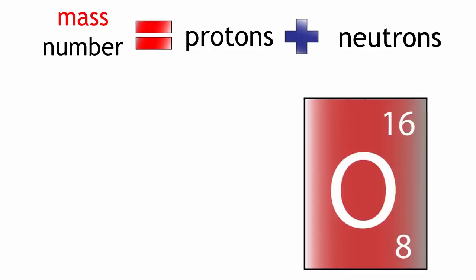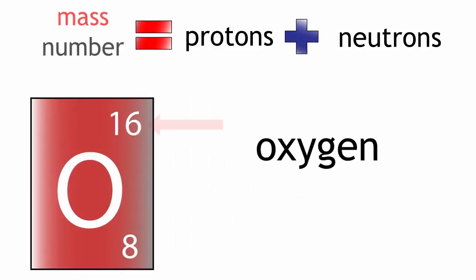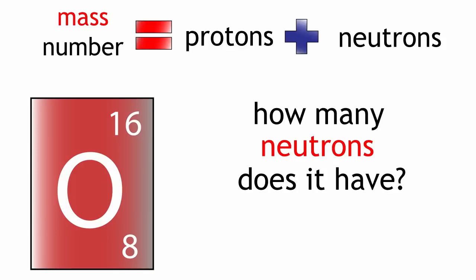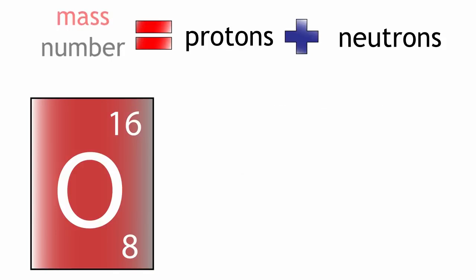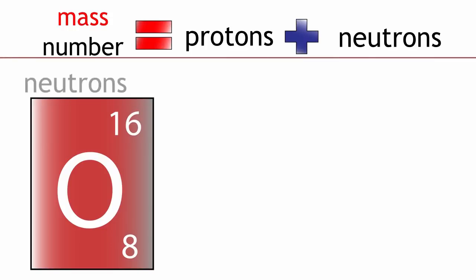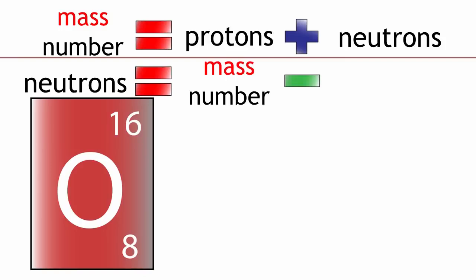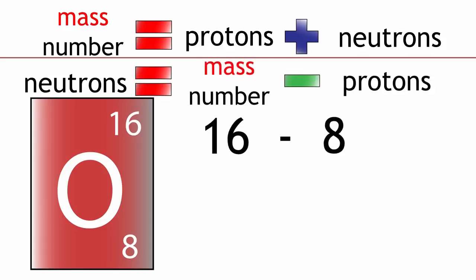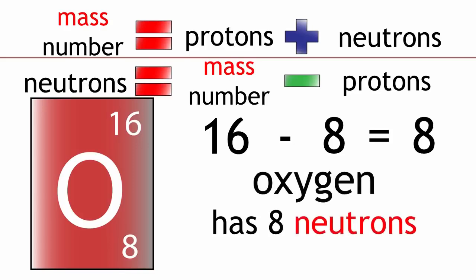So if we take oxygen, oxygen has a mass number of 16 and has 8 protons. But how many neutrons does it have? Remember, mass number equals protons plus neutrons. We can rearrange this to show that neutrons equals mass number minus protons. Neutrons equals 16 minus 8 equals 8. Oxygen therefore has 8 neutrons.